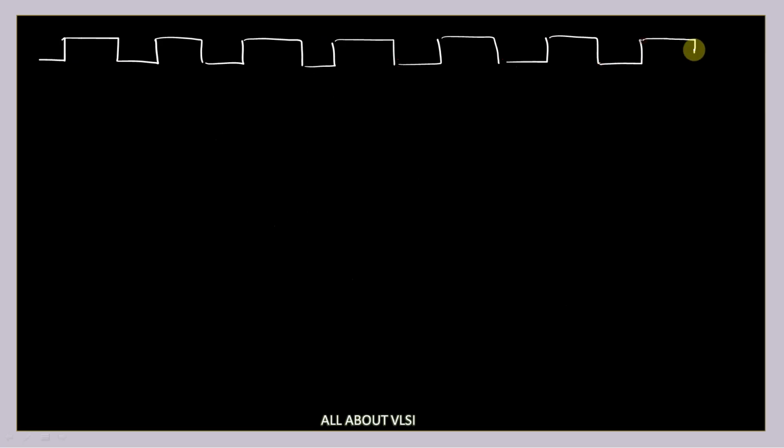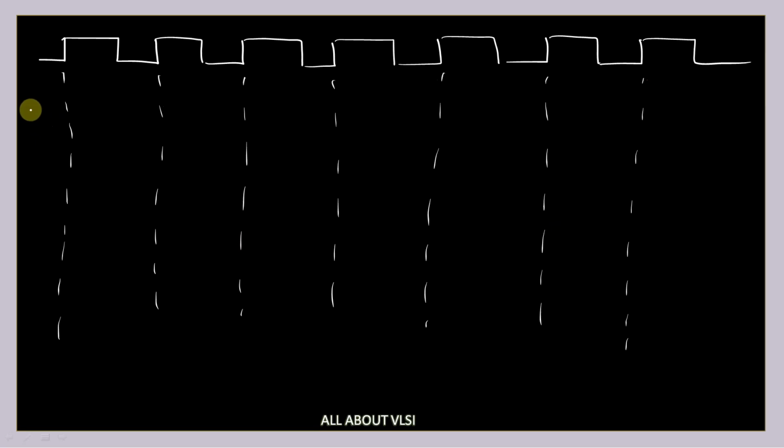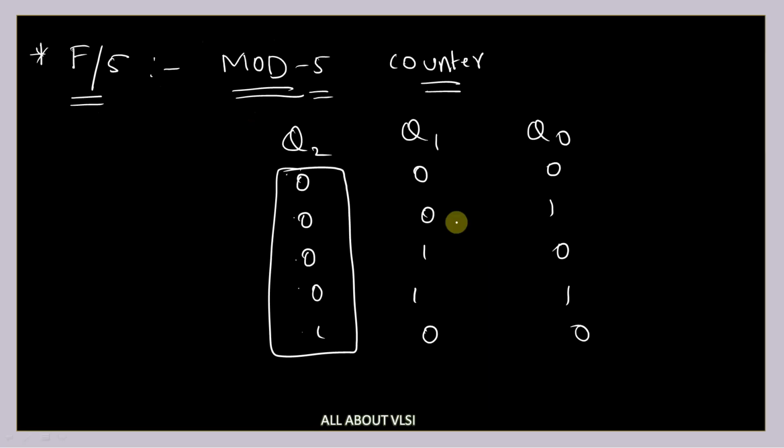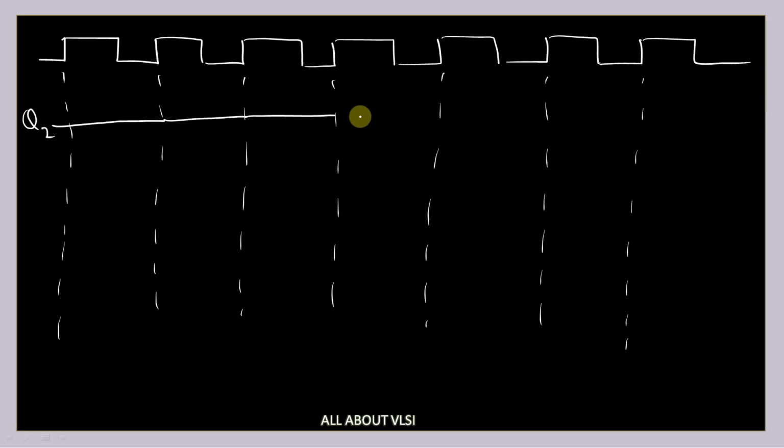This is my clock, 1, 2, 3, 4, 5, 6, and 7. These are my positive edges of the clock, and I'm going to plot my Q2. Q2 is equal to 0 for 1 cycle, 2 cycles, 3 cycles, and the 4th cycle also it is equal to 0, and at the 5th cycle it is becoming 1. So this is 1 cycle, and again 0. If the clock is completing 5 cycles, then my output is completing only 1 cycle.